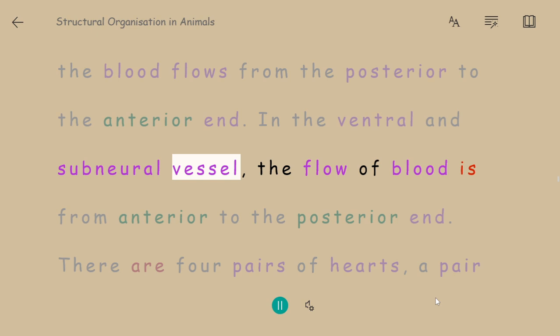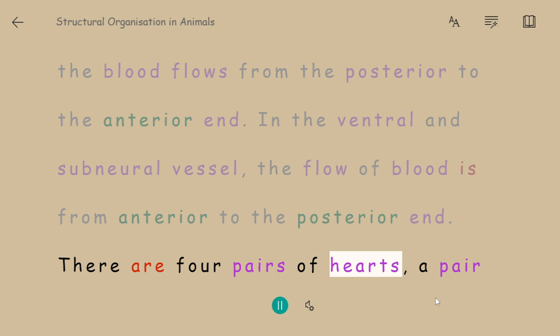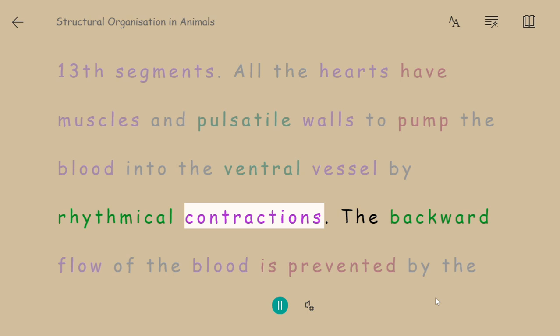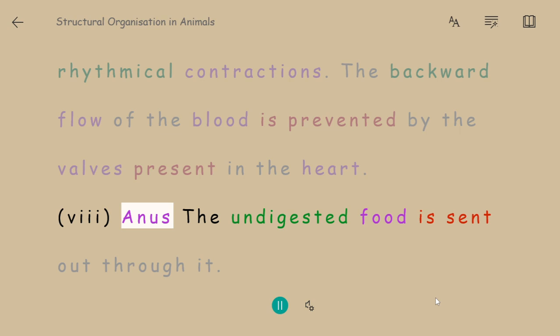There are four pairs of hearts, a pair each lying in the 7th, 9th, 12th, and 13th segments. All the hearts have muscular and pulsatile walls to pump the blood into the ventral vessel by rhythmical contractions. The backward flow of the blood is prevented by the valves present in the heart. 8. Anus. The undigested food is sent out through it.